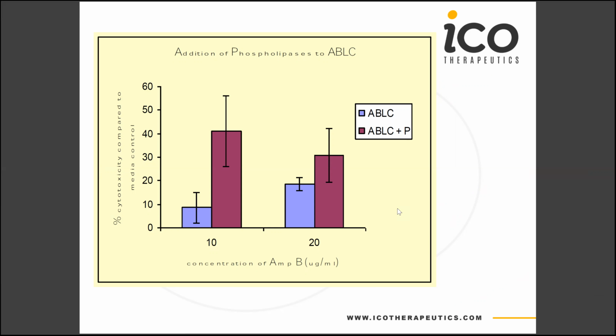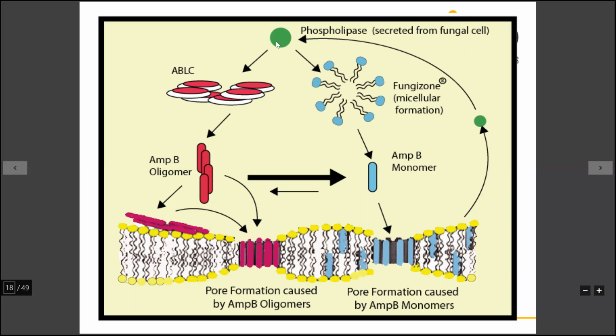When it's not in that monomeric form, it will not bind to a fungal cell or a mammalian cell, and it will not elicit damage to those cells. So what I'm showing you here is some interesting data from kidney cells. If you don't have any phospholipase, there is only a certain percentage of damage to the cell. This is represented in the blue. But when we add phospholipase to kidney cells that normally don't have phospholipase, look how the toxicity increases. This data suggests that it's this phospholipase mechanism that's involved in breaking down amphotericin B into the monomeric form.